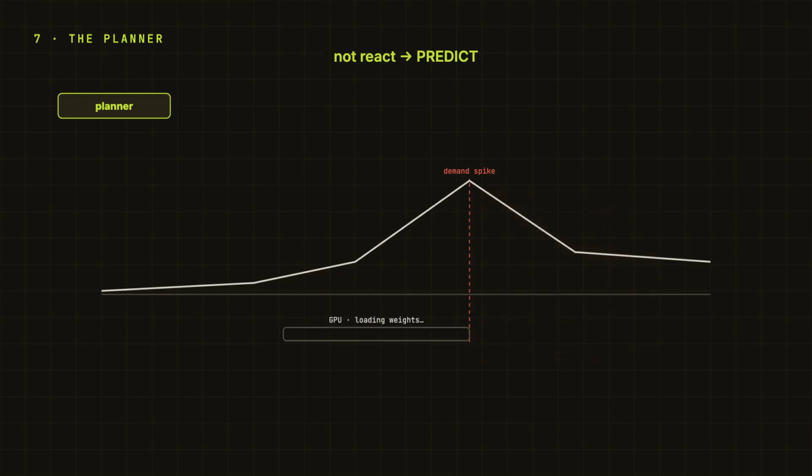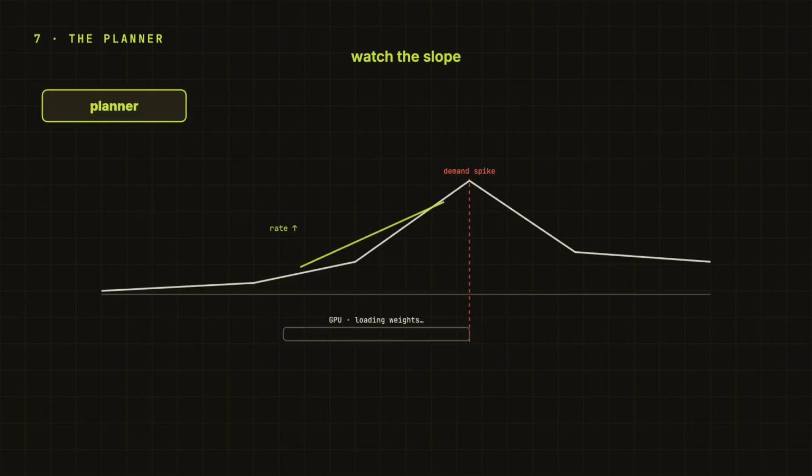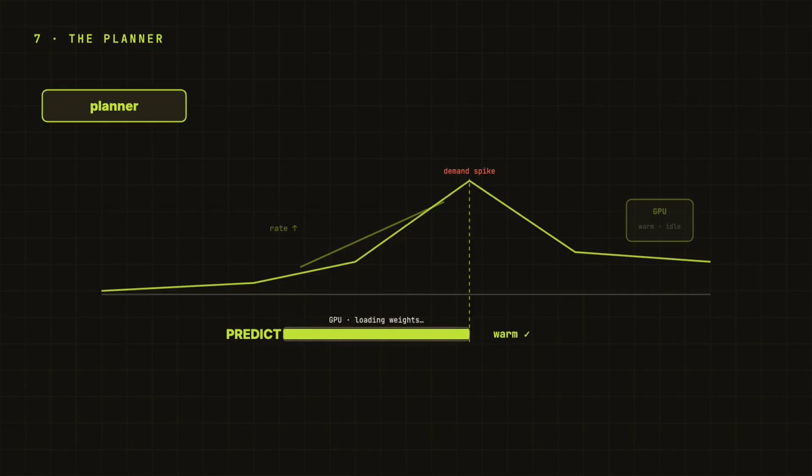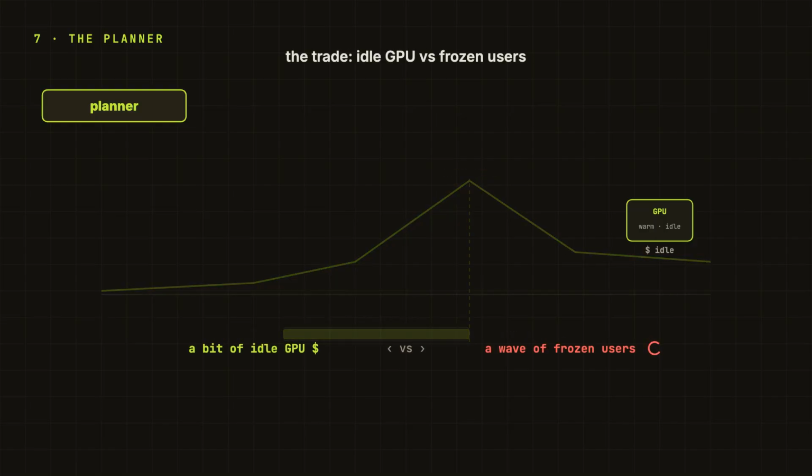So the planner cannot just react, it has to predict. It watches the rate work is arriving, how fast demand is climbing, and starts bringing up capacity before the fire. So the GPU is warm by the time traffic needs it, and it will often keep a little warm capacity idle on purpose as a buffer, which feels wasteful. You are paying for GPUs that aren't fully busy, but that's a trade: a bit of idle GPU versus a wave of users watching a frozen spinner.